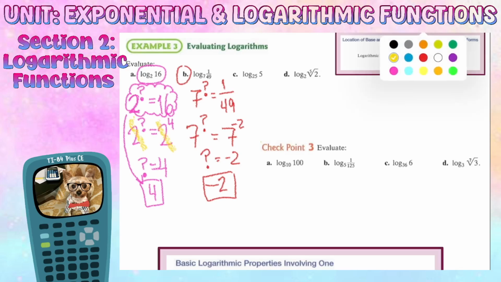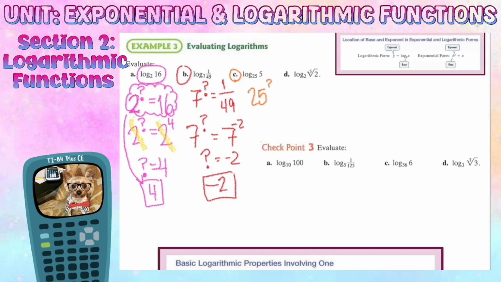Next up, example C. On example C, we have log base 25 of 5. Now don't autocorrect and make it into something that you want it to be. It does say 25 to what power is 5. It is that way. So can I write them both as the same base? Well, 5 is just 5 to the 1. 25 is going to be 5 to the second, and that's to the question mark.